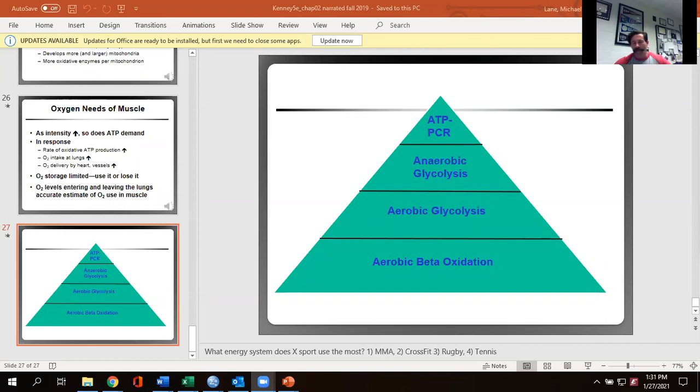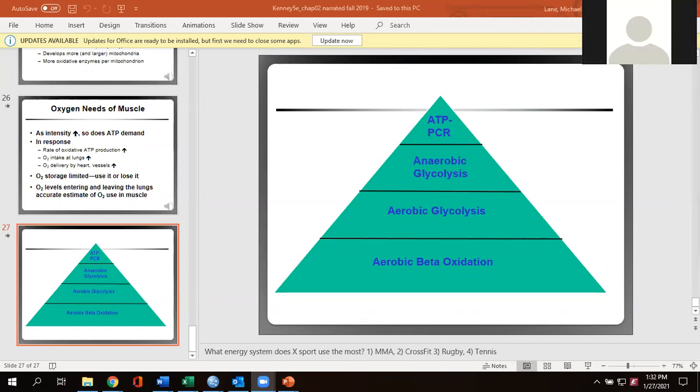Now, remember, the energy systems that we train the most are where we're going to see the adaptations specifically to those demands. And over a long enough period of time, we'll start to see transitioning also in your muscle fiber type to show more of the interaction between your own genetics and then obviously the training intensities or training modalities that you're most likely to use. So does that answer your question, Colleen?